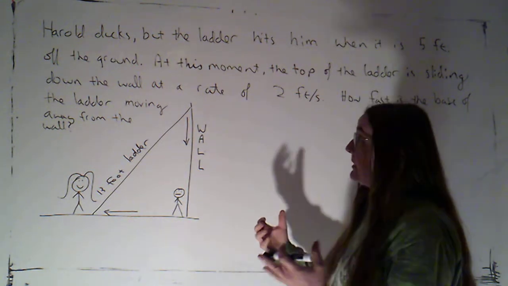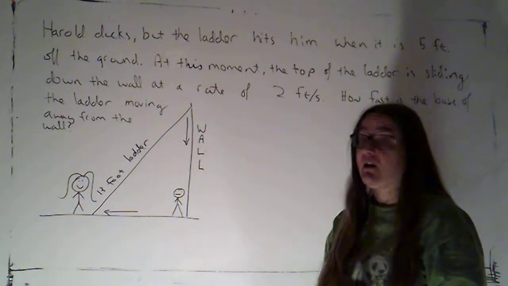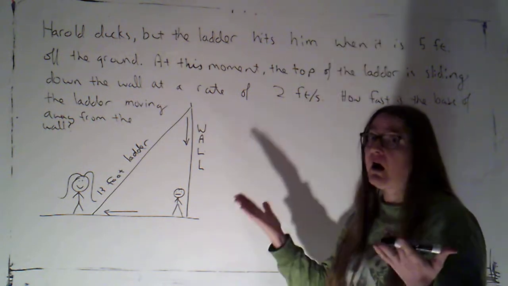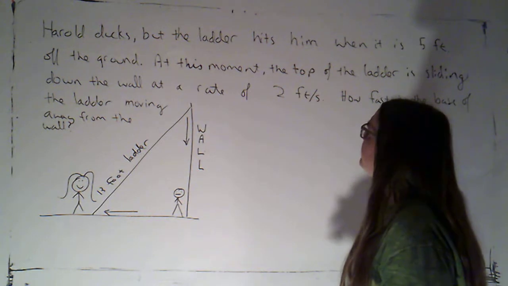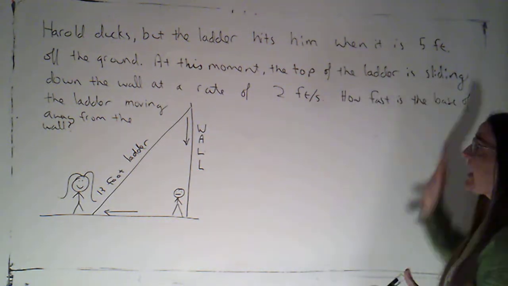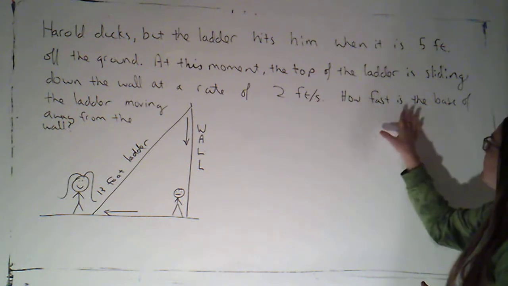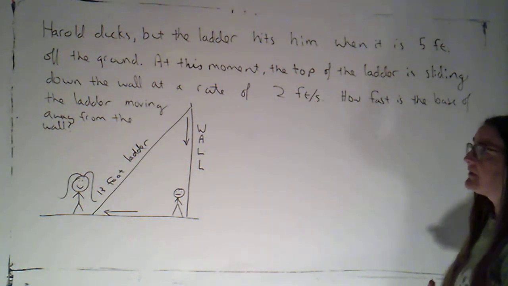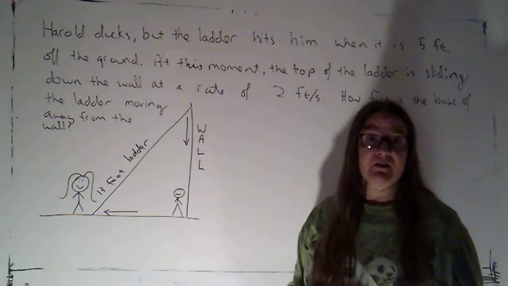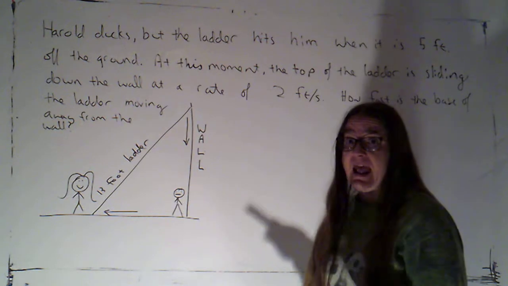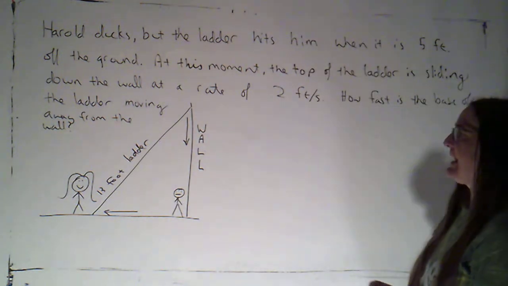He's going to duck. So we're told Harold ducks, but the ladder still hits him when it's 5 feet off the ground. It's going to conk him on the head. It's a very sad story, isn't it? Okay. At that moment, the top of the ladder is sliding down the wall at a rate of 2 feet per second. And we want to know how fast the base of the ladder is moving away from the wall at that time. I don't know why that's our concern rather than whether Harold's okay, but that's our concern. So let's see if we can figure that out.